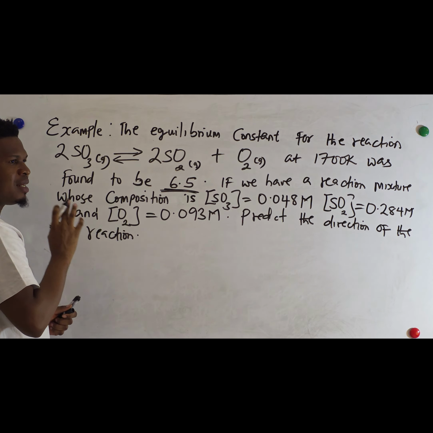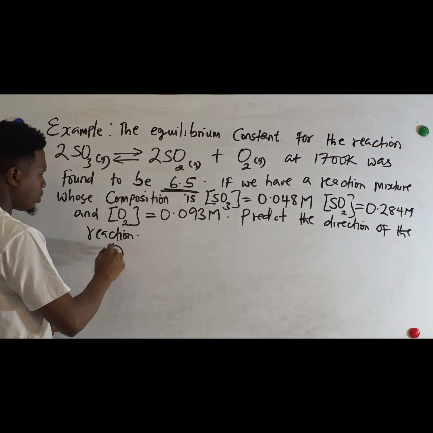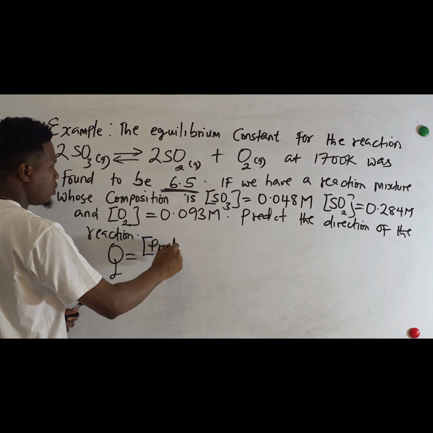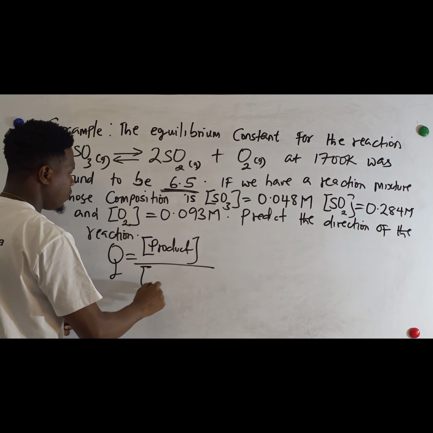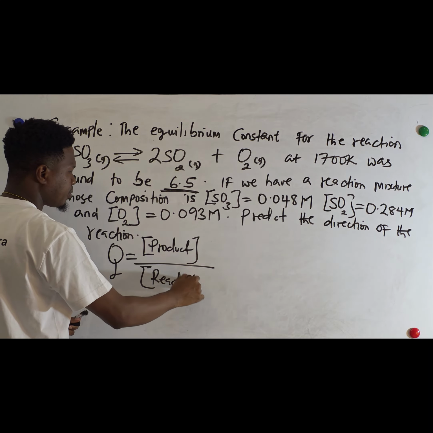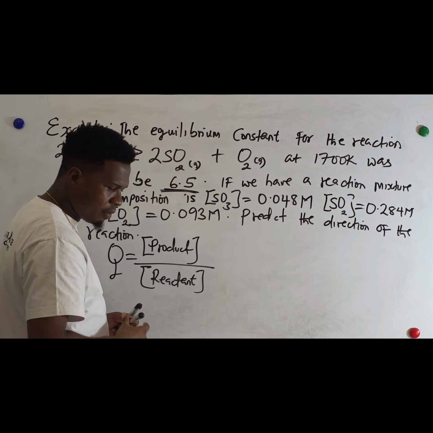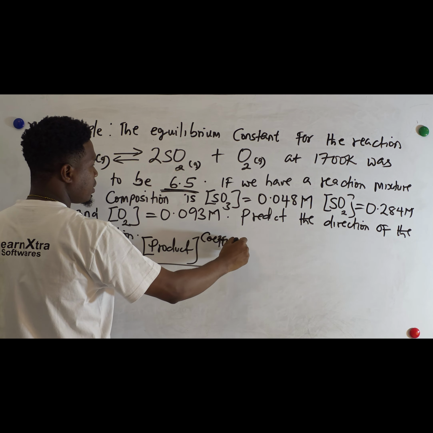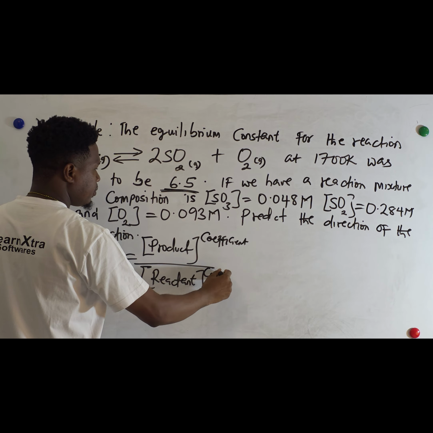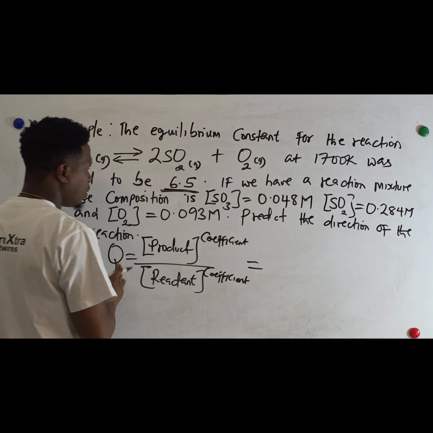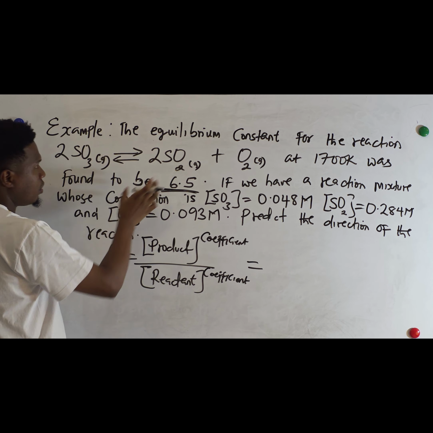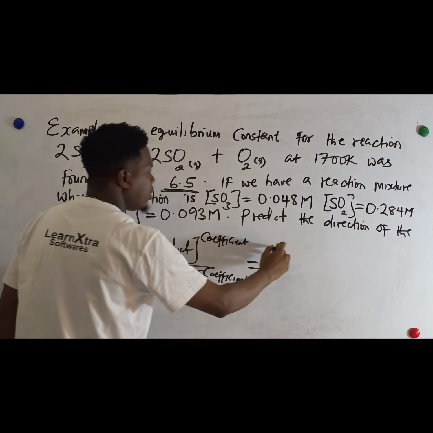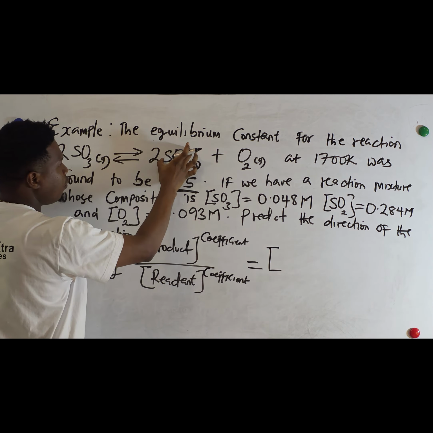For us to predict the direction of this reaction, we must find the reaction quotient. The reaction quotient is the product of the concentrations of the products, all over the product of the concentrations of the reactants, raised to their coefficients. From this reaction, the products are these two things here. So what we have here will be the value for SO2.